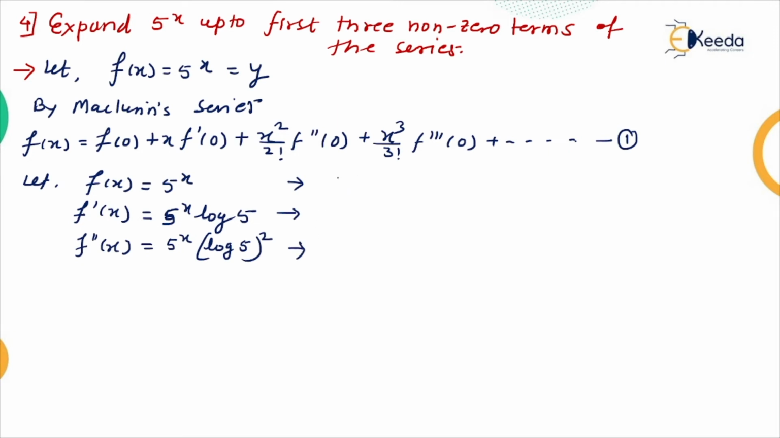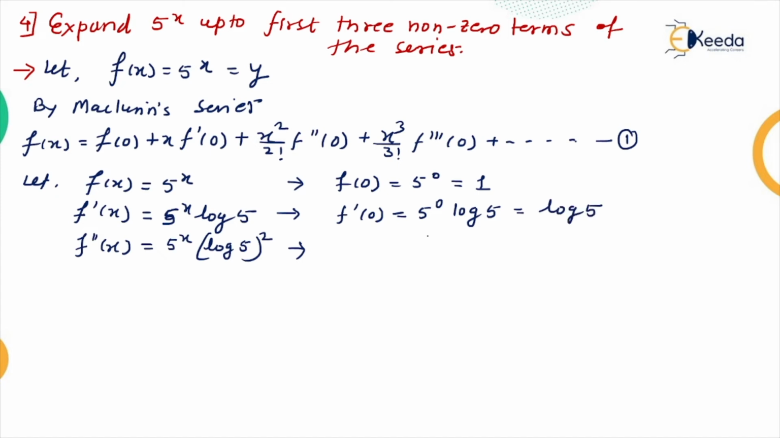So f of 0, guys, what is f of 0? It means 5 raised to 0. What will you get? Anything raised to 0 is 1. So what is f dash of 0? F dash of 0 is again 5 raised to 0 into log 5, so what you will get clearly here, guys?